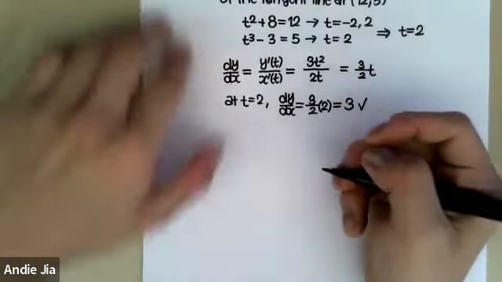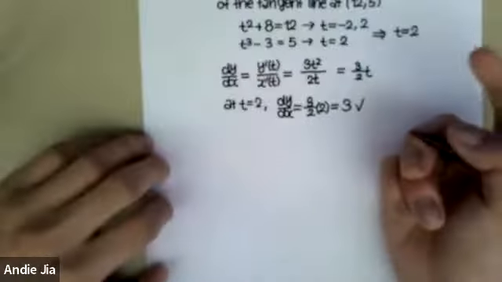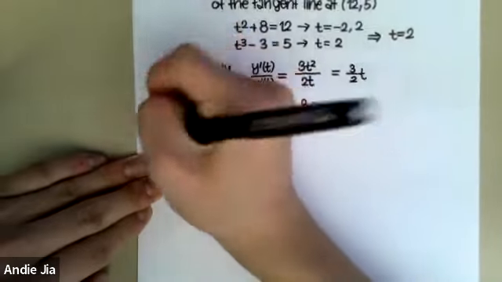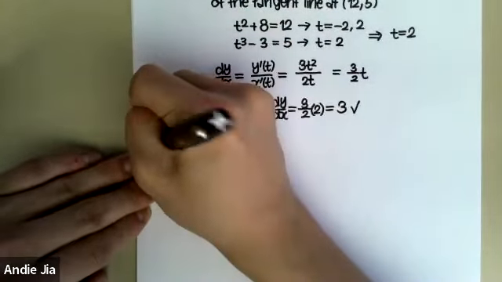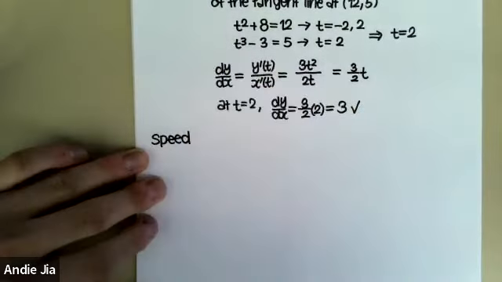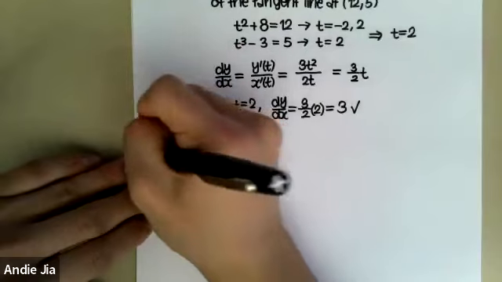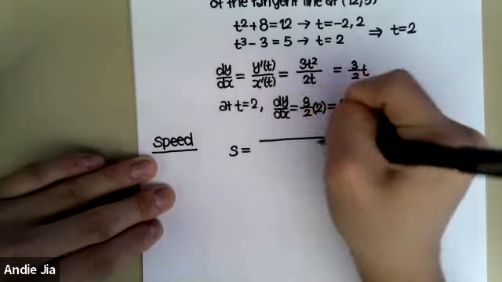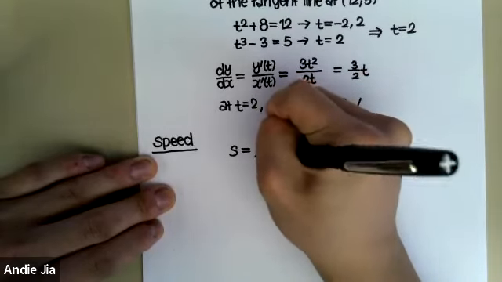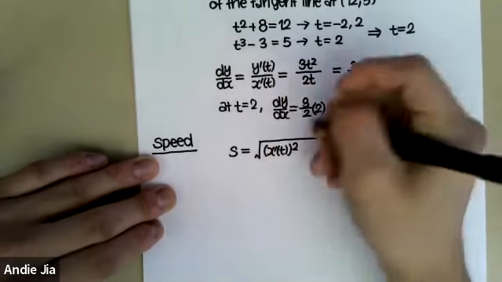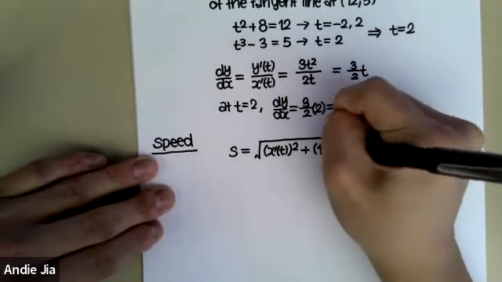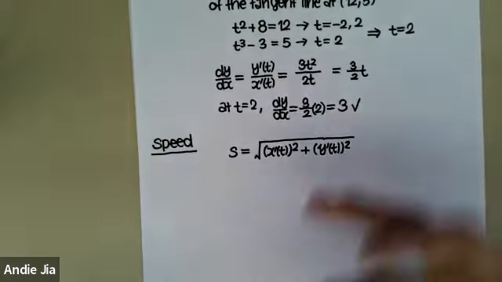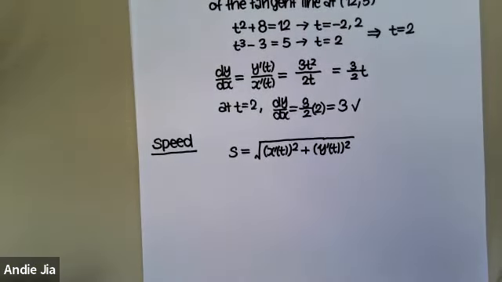So now I'm going to introduce a new application of parametrics. If we have a parametric, like the speed equation. So for the speed, it's going to be x prime of t squared plus y prime of t squared, under a radical. This is the speed of an object if a parametric equation is provided.